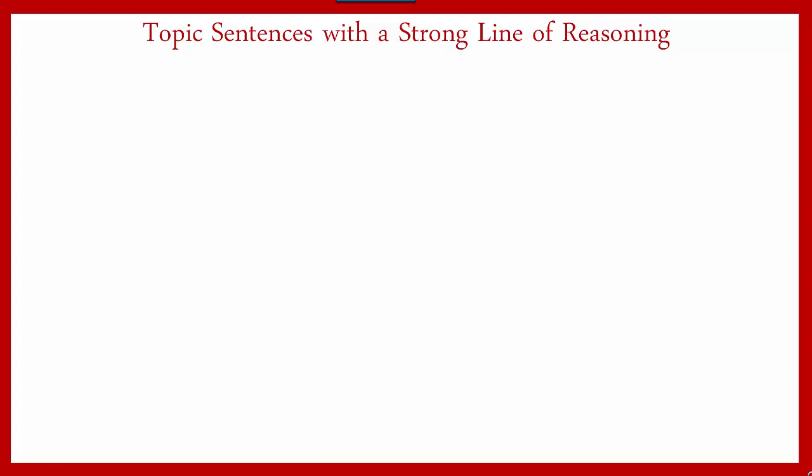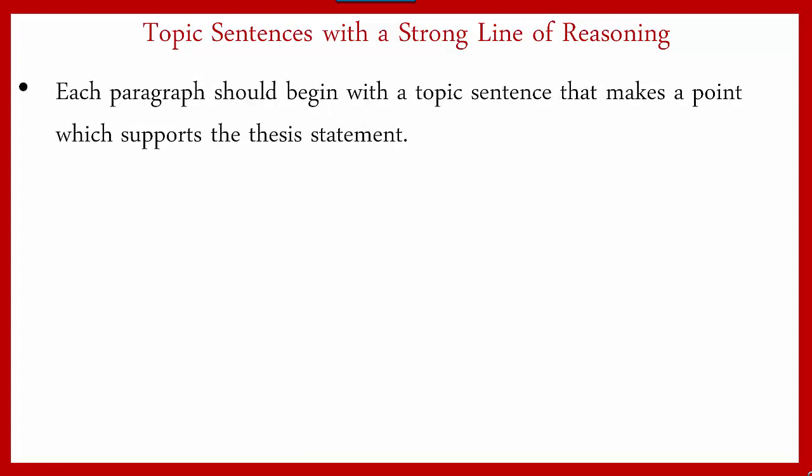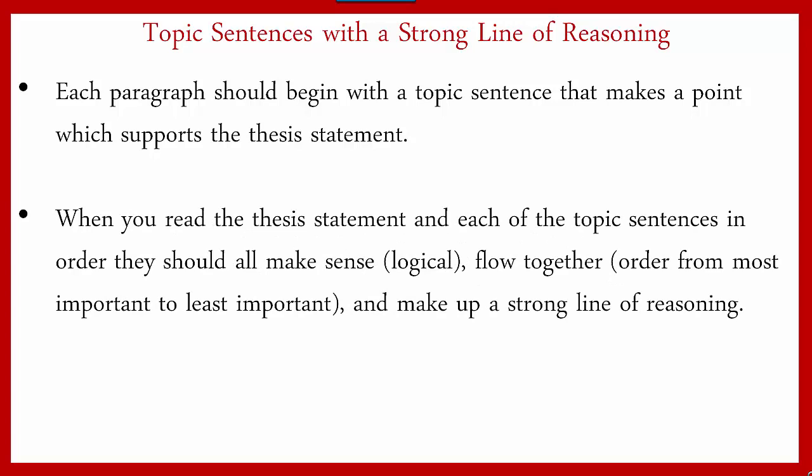You also need topic sentences with a strong line of reasoning. Each paragraph should begin with a topic sentence that makes a point which supports the thesis statement. When you read the thesis statement and each of the topic sentences in order, they should all make sense. They should be logical. They should flow together. Try to order from most important to least important because they need to make up a strong line of reasoning.